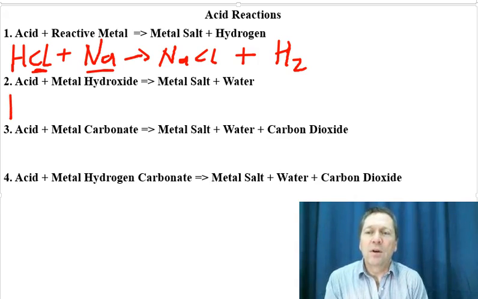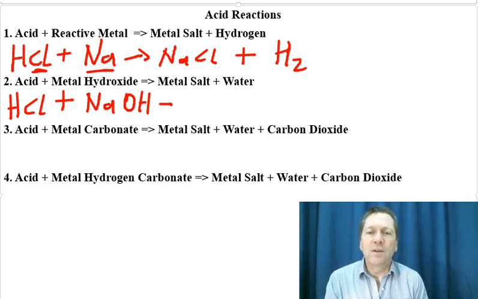So let's go with hydrochloric acid one more time, HCl plus a metal hydroxide, which is going to mean something like sodium hydroxide. And that gives us a metal salt and water. Now don't be confused by the term metal salt. What it means is you just take the metal from the metal hydroxide, so that's the sodium, and you take the other part from the acid, whatever is left over from the acid.